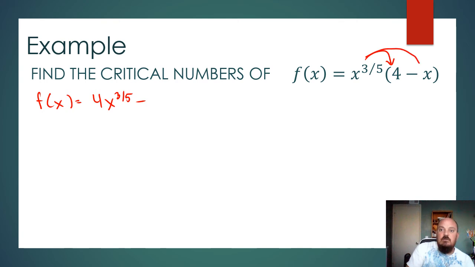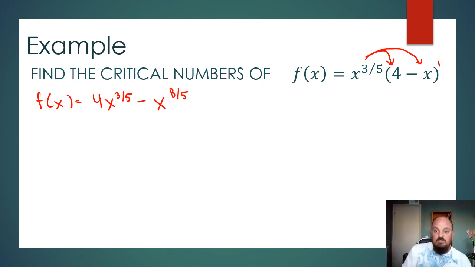minus, and then you're going to have x to the, now remember, when you're multiplying x's, you're adding the exponents. That x is x to the 1st power. So what you're doing is you're doing 3/5 plus 1. And 3/5 plus 1 would be 5 over 5. So 3/5 plus 1 is going to end up being 8 over 5. Now remember, that's not the derivative, that's just simplifying the problem to make taking the derivative easier.